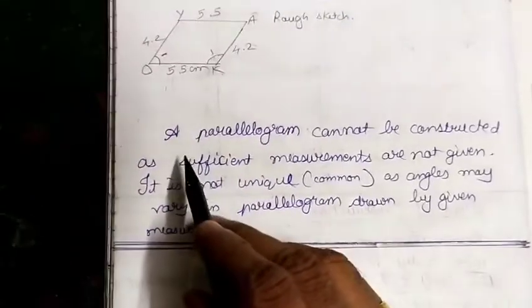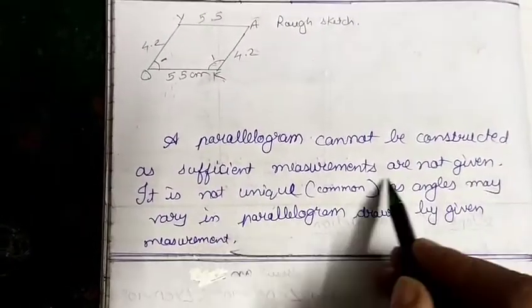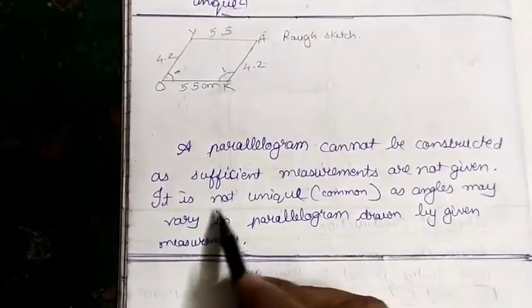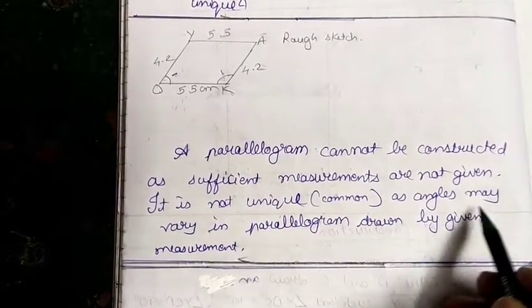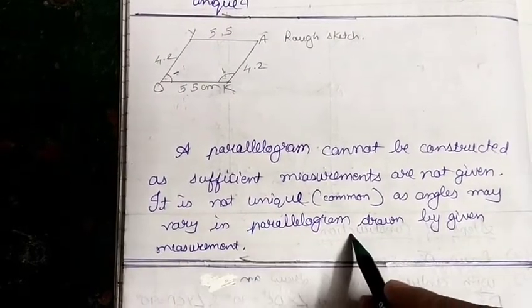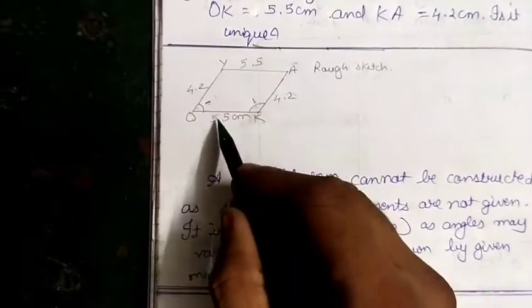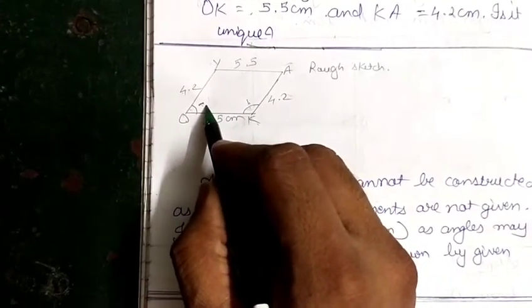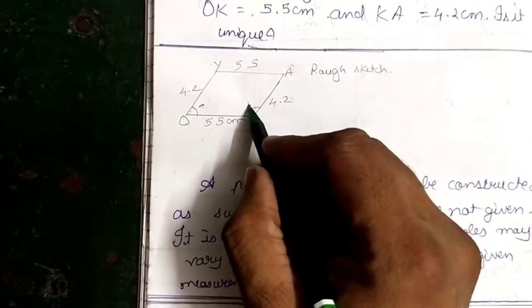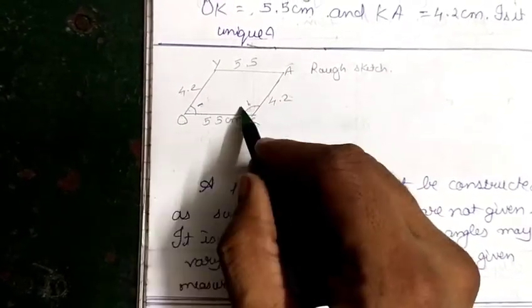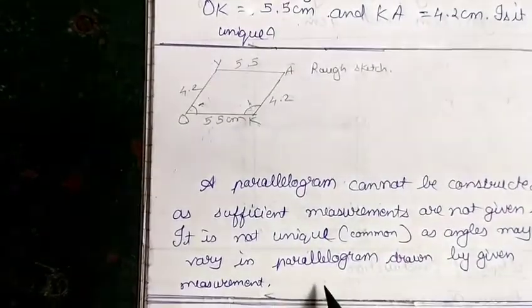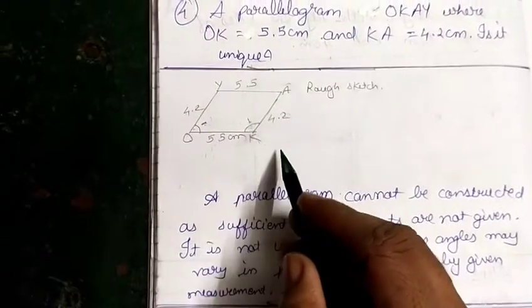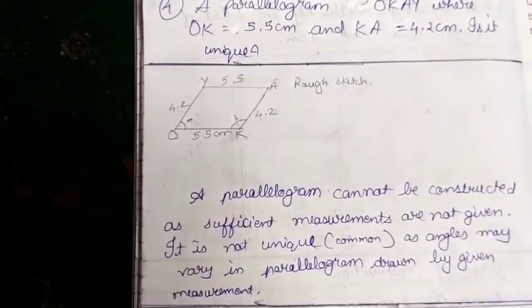So write down one statement: a parallelogram cannot be constructed as sufficient measurements are not given. Here angles are missing. It is not unique, as the angle may vary in the parallelogram drawn by the given measurements. There can be 45 degree also, or 135 degree. That's why we cannot draw a parallelogram by the given measurements. It is not unique for all parallelograms.